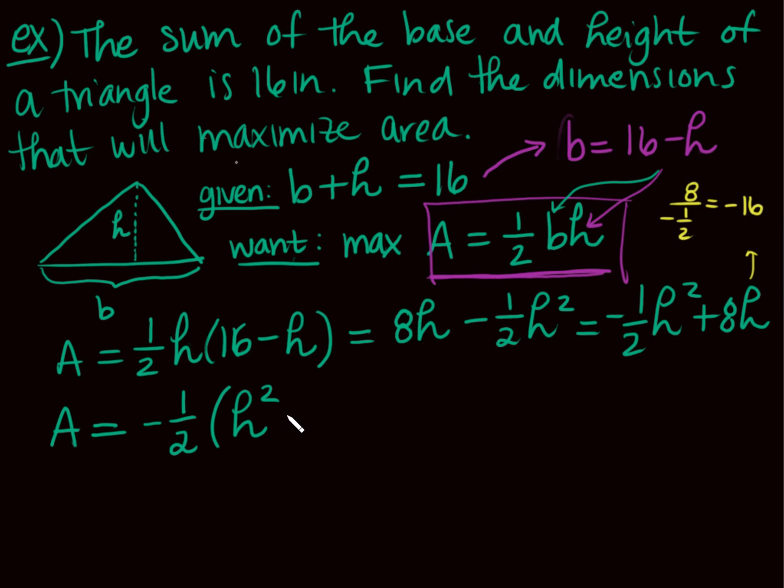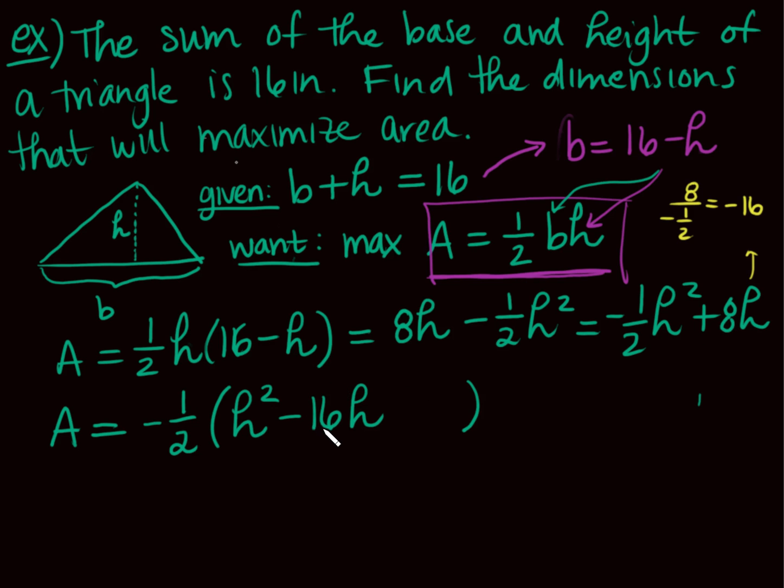You guys, especially when you're factoring out fractions, really quick, distribute that negative 1/2 in your mind, or do it on a piece of paper, and make sure you did it correctly. If I take negative 1/2 times negative 16, I get a positive 8. I did it right.